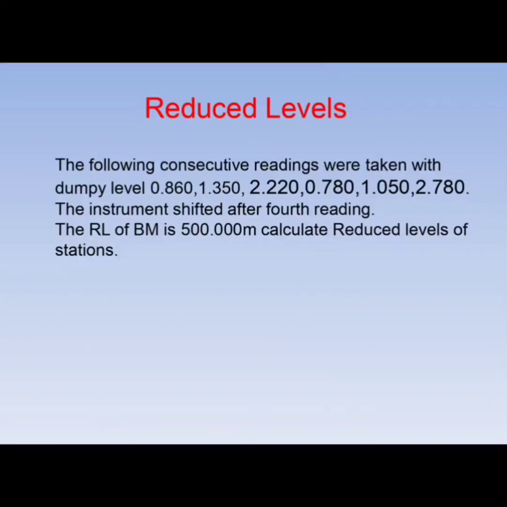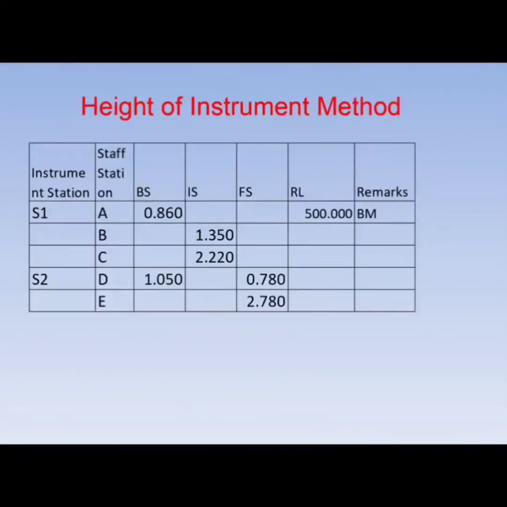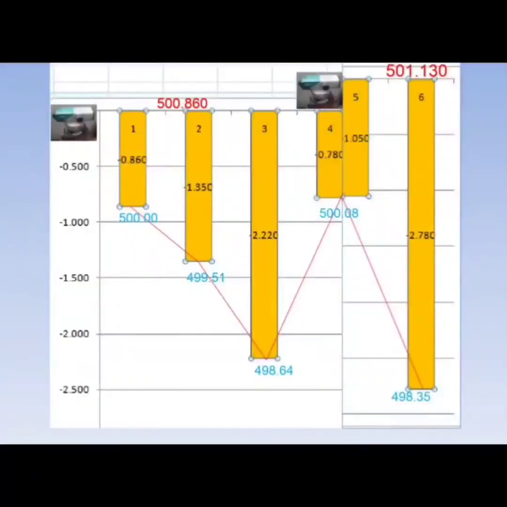Let us first calculate through the height of instrument method. Let us tabulate the readings in a table. At station D, the instrument was shifted, so there will be 2 readings at station D. First station height of instrument is 500.86. At the second station, height of instrument plus difference of the levels at station D, that is 501.13.